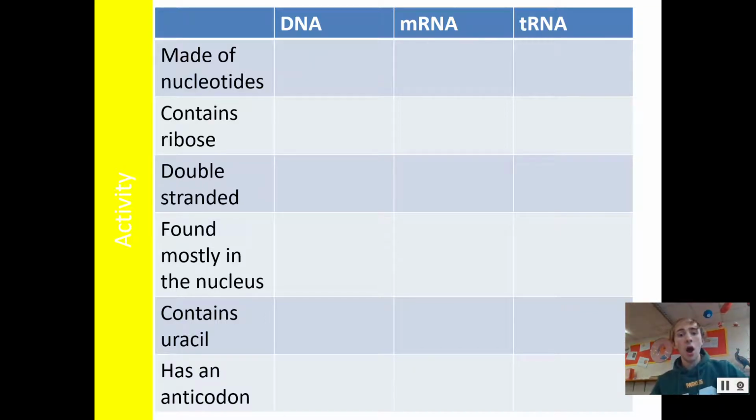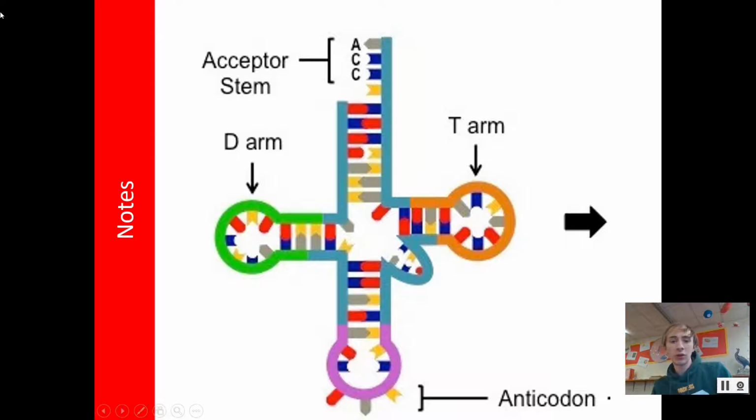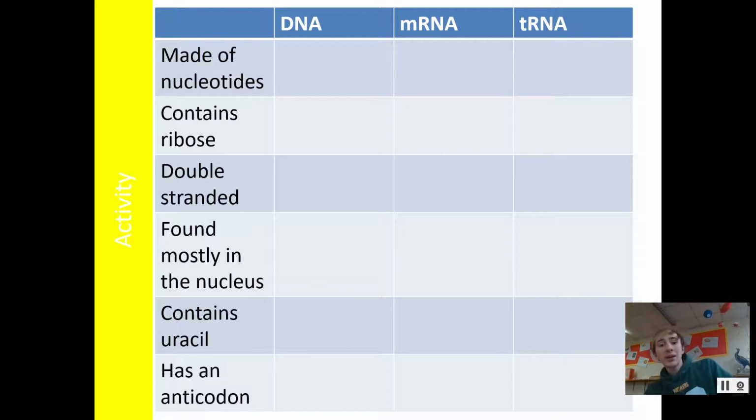Double-stranded? Only DNA is double-stranded. Another misconception is that tRNA is double-stranded, because when you look at the structure, here at the top, it looks like it might be double-stranded, but it's still just one long strand that's folded back on itself. For a double-stranded thing, you'd need two separate polymers, two separate chains attached to each other. This is one long chain. So only DNA is double-stranded in this case.